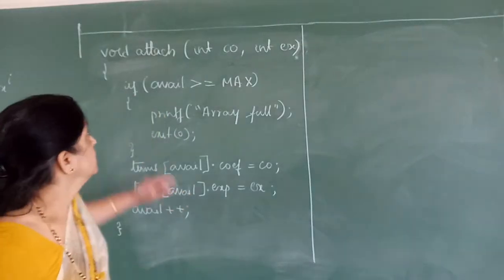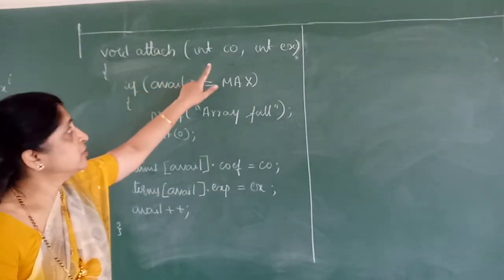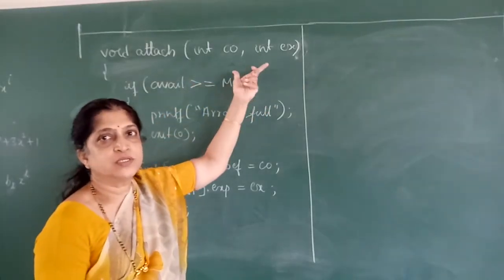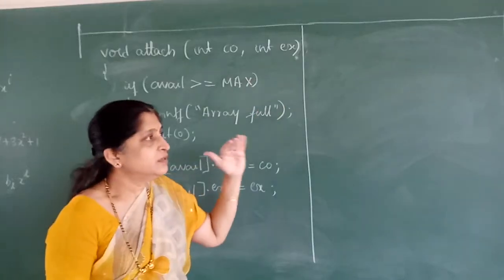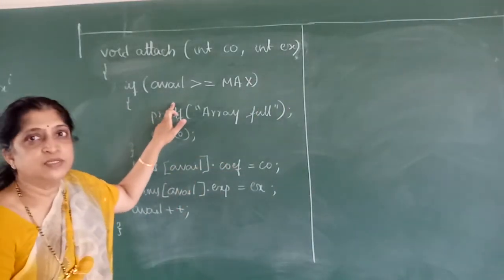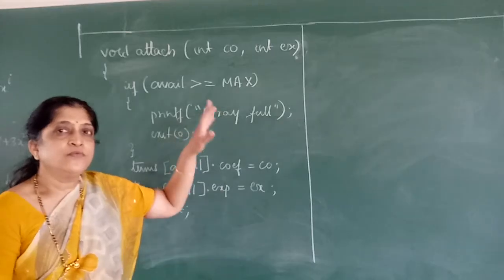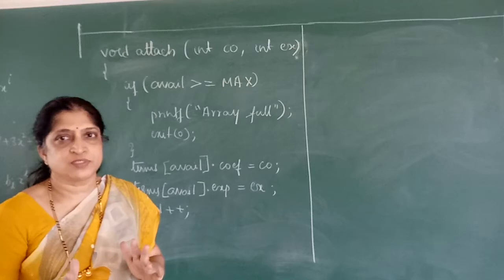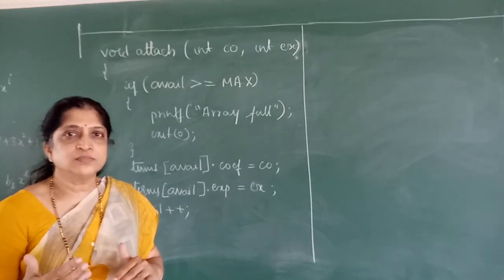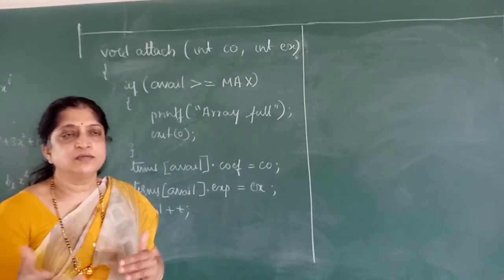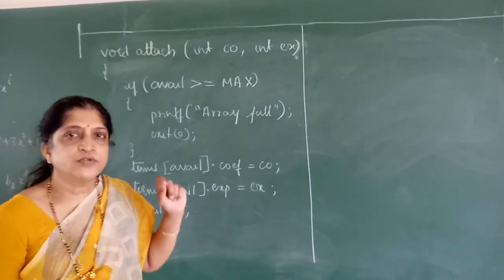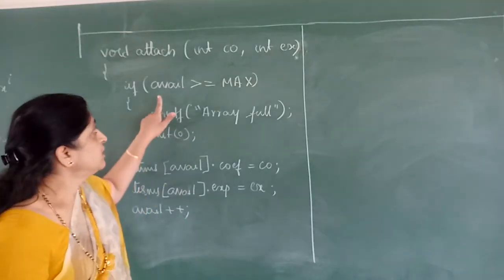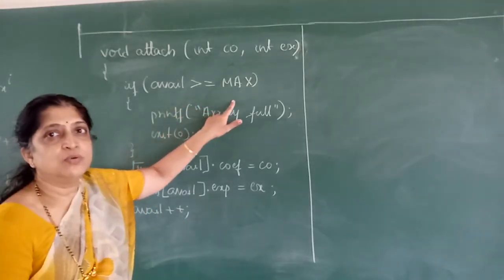How does it work? The attach function takes two arguments, integer coefficient and integer exponent. Here it checks whether avail is greater than or equal to MAX, because we are implementing this using an array. Array always has a limitation of its maximum size. We cannot add more terms than the array limit. So first we have to check whether there is space in the array. To compare that, we check if avail is greater than or equal to MAX.